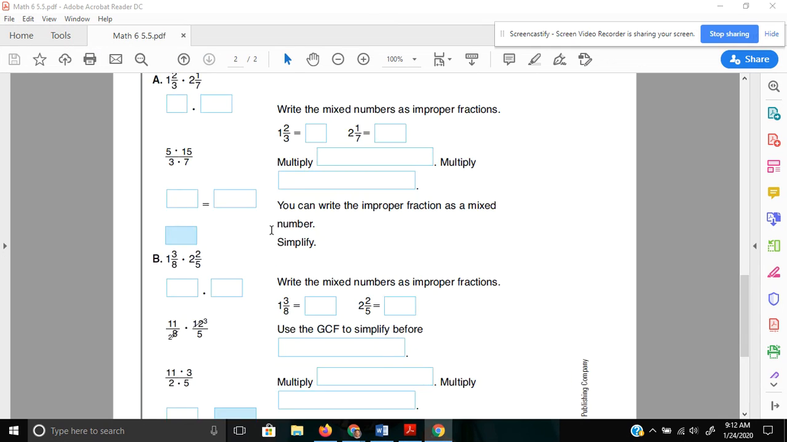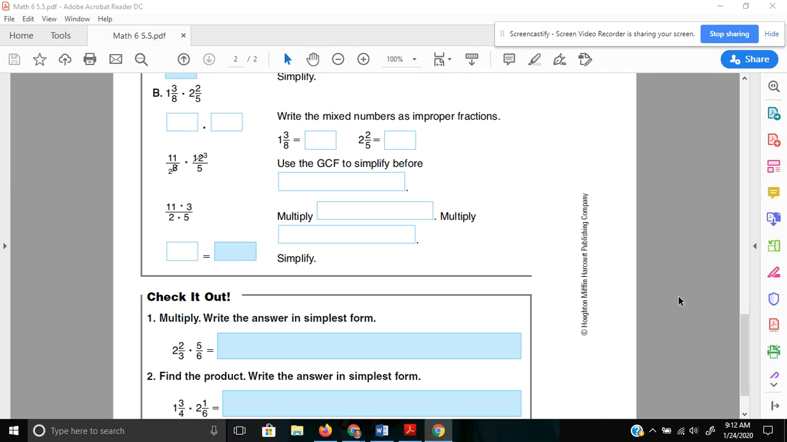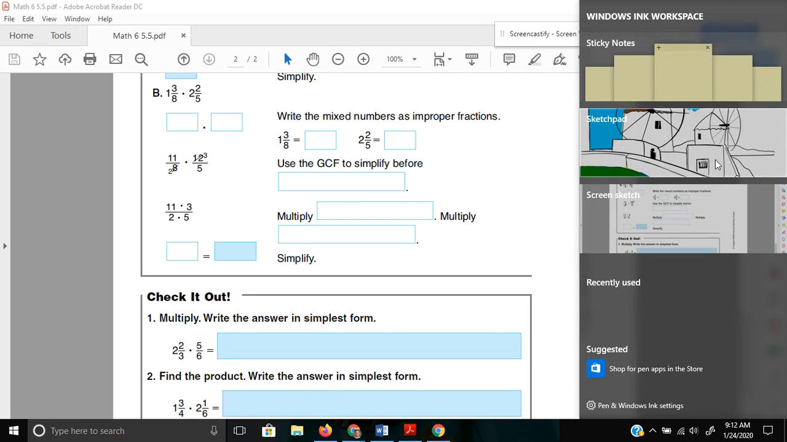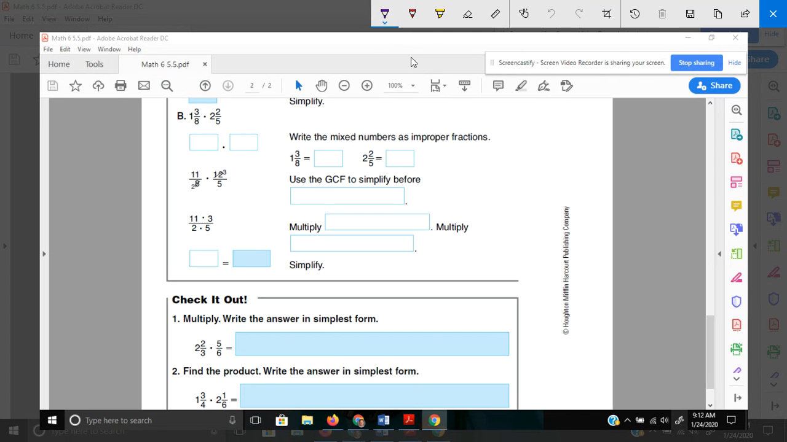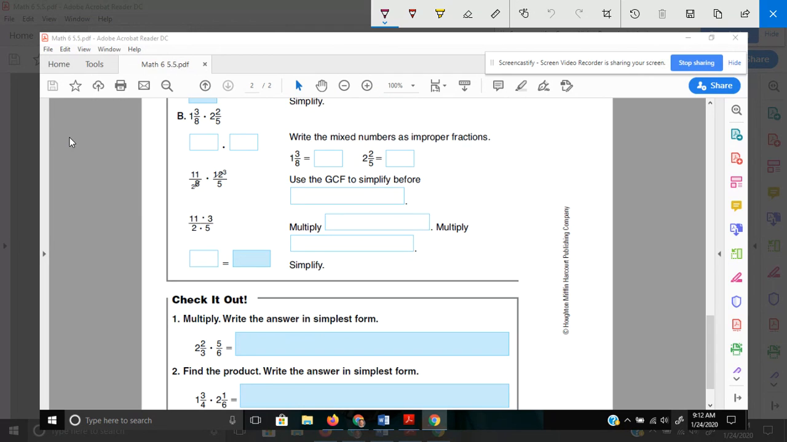Let's do letter B, and it's similar, except now we're going to simplify before we multiply. That will be our only difference here. Okay, same first step. Make sure that we're changing our mixed number into an improper fraction. So 1 times 8 is 8, plus 3 is 11/8. 2 times 5 is 10, plus 2 is 12/5. Okay, so I've got 11/8 times 12/5. And now is where I'm going to simplify before I multiply.